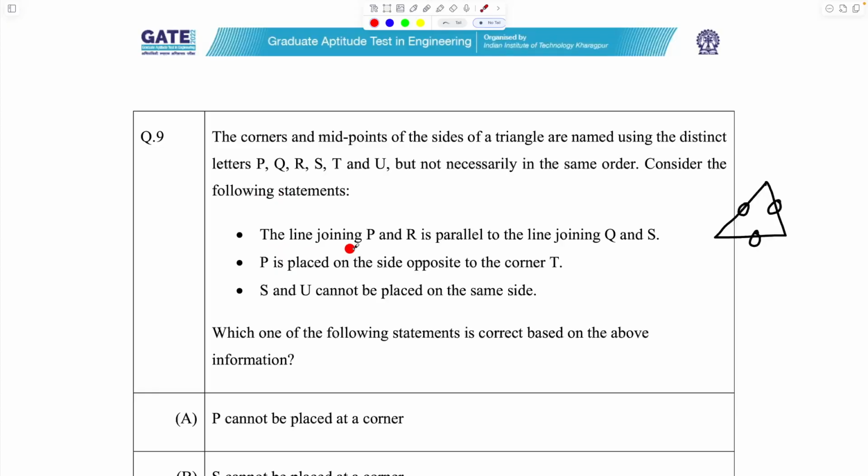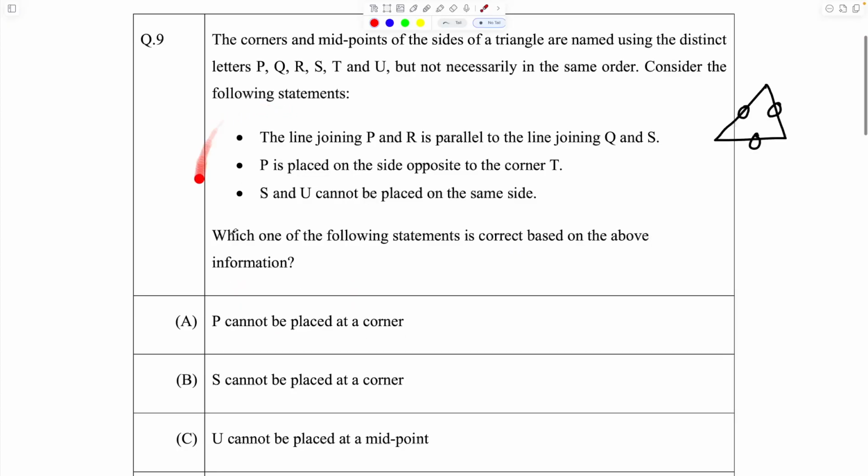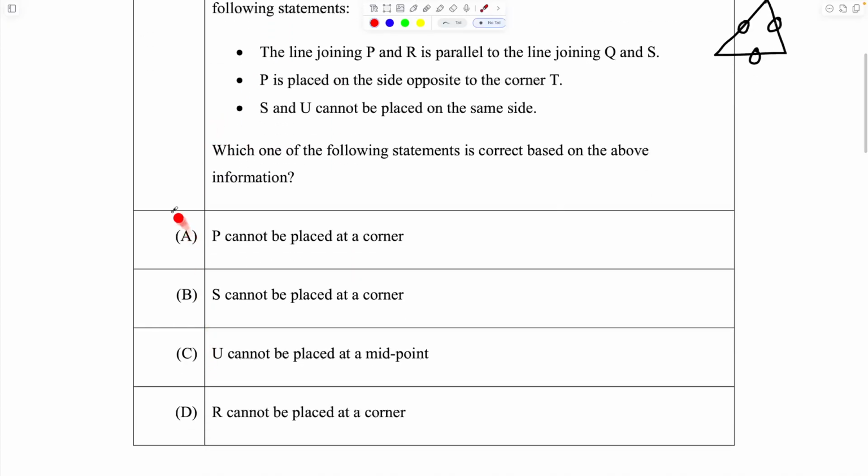The line joining P and R is parallel to the line joining Q and S. Okay, they are basically giving us the constraints that are imposed upon these points, right? P is placed on the side opposite to the corner T. And S and U cannot be placed on the same side. So these restrictions have been given to us. Then, which one of the following statements is correct based on the above information, right?